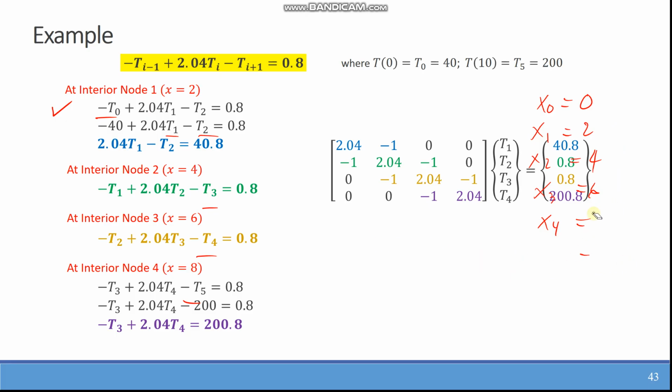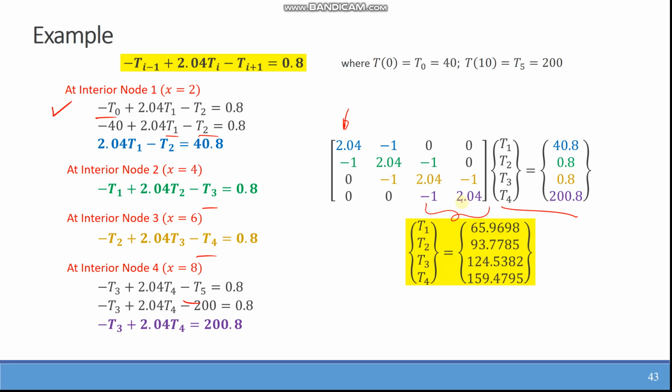We can form this system of linear equations, and then solve it by applying Gaussian elimination. This is a 4x4 coefficient matrix, almost a triangular matrix, so we just have this, and from here we can solve everything. Applying Gaussian elimination, we get this as our solution for T1, T2, T3, and T4. From here, we can see that at each node, when x is equal to 2, the T is 65 or almost 66, and likewise for x equal to 4, 6, and 8. These are the corresponding values of T.